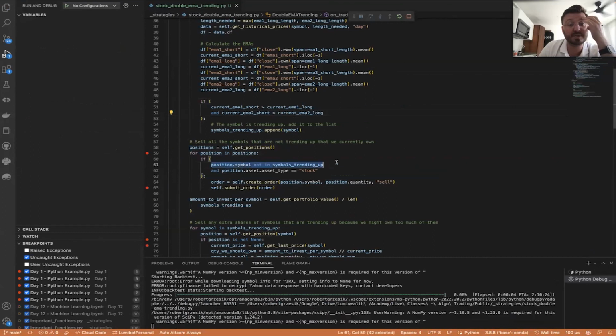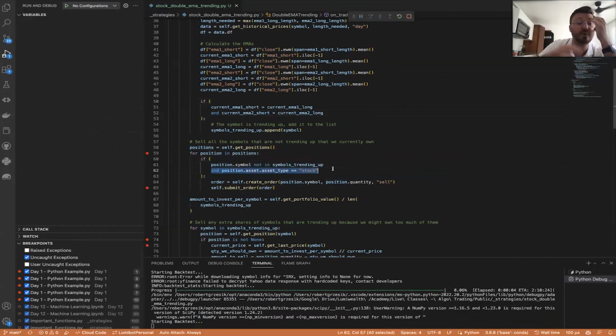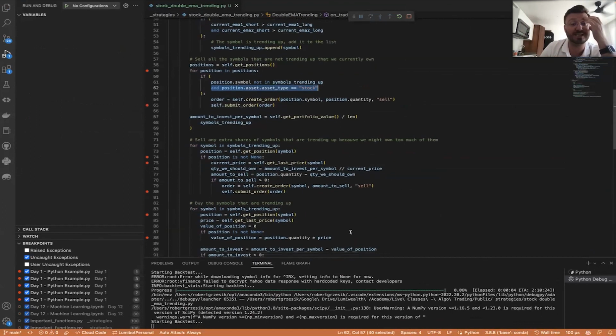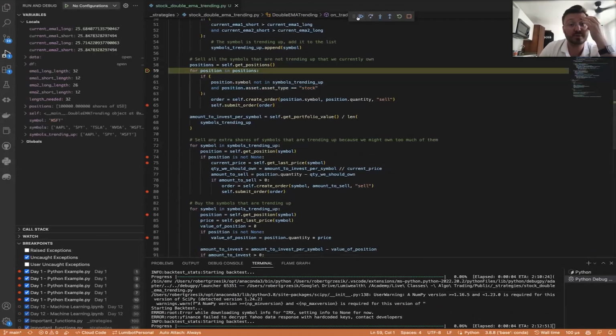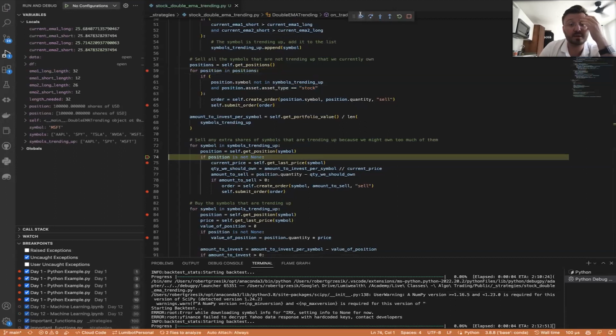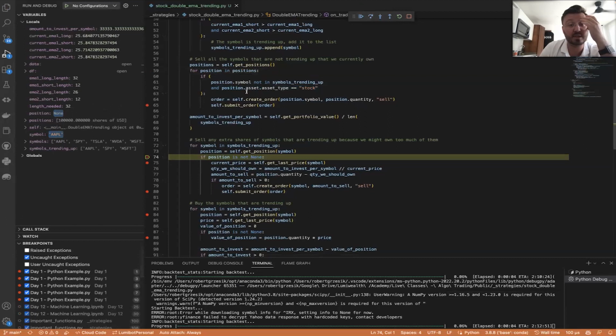Okay, so if it's not in our uptrending and it is a stock, right? So if it's Forex, it's fine. It doesn't have to be trending up. We're not going to sell our US dollars. Okay. So now we'll go through that. And basically it didn't sell anything, which is great. That's exactly what we should do because we didn't own anything, so it shouldn't sell anything.